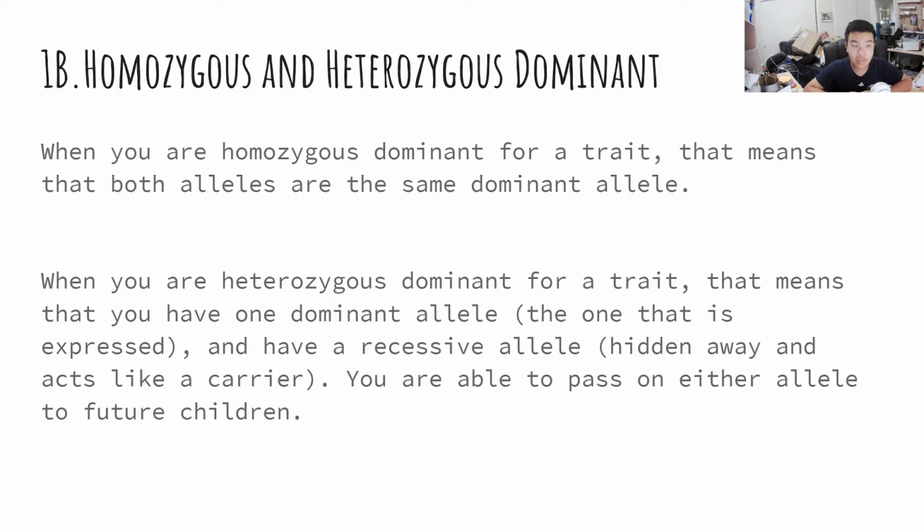Which leads us to our second point, which is homozygous and heterozygous dominant. When you're homozygous dominant for a trait, that means that both alleles are the same dominant allele. When you are heterozygous dominant for a trait, that means that you have one dominant allele, the one that is expressed, and you have a recessive allele hidden away, and it acts like a carrier. You are able to pass on either allele to future children.